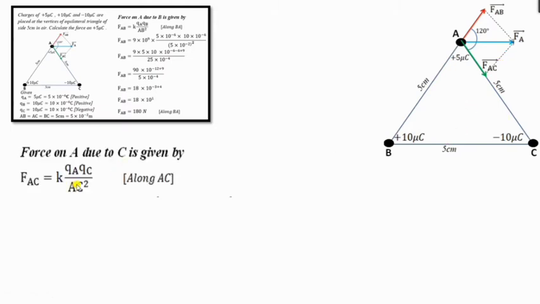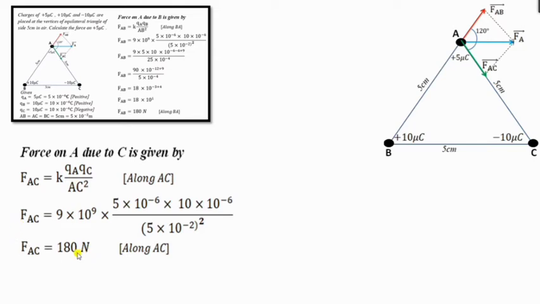Similarly, we can find the force on A due to C. Now if you see, the charges are equal, distances are equal as the previous one, so only the direction will be different. So I'll not do all the calculation again, I can directly write 180 Newton because the values of charges and distance are the same as our previous calculation. So 180 Newton, only direction will be different, that is along AC, going from A towards C. So our FAB was along BA. So now we'll do the vector addition of these two forces.